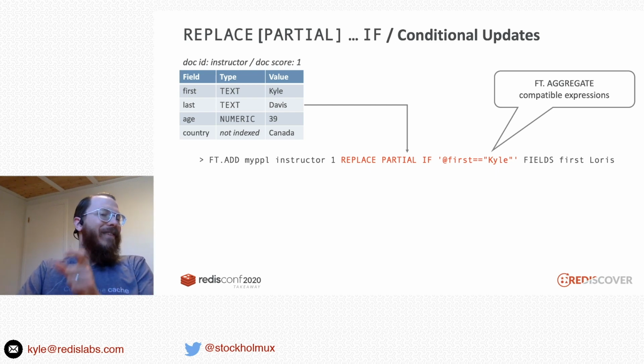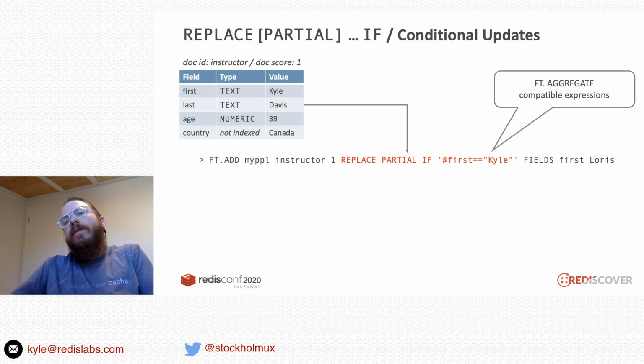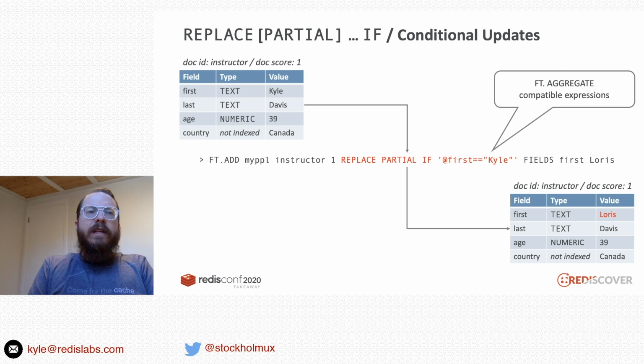So how is this different than a where? We're specifying an individual instructor, right? So we can't replace all instances where the first name is Kyle, just that one specific one. And then we'll see this updated, and no longer is this first name Kyle. Now the first name is Loris.